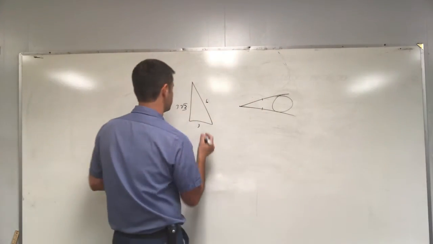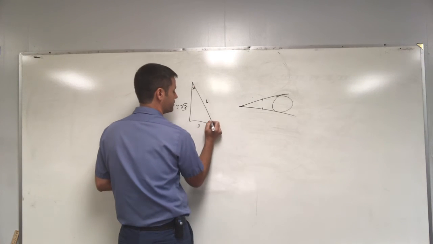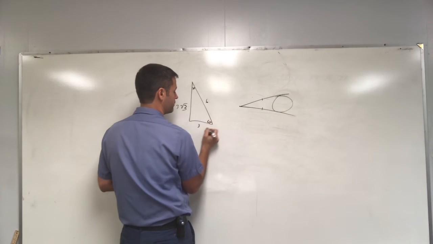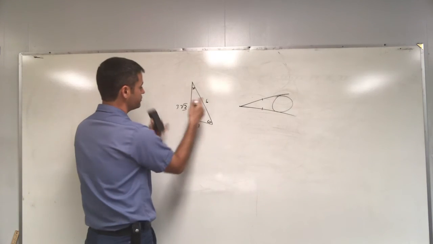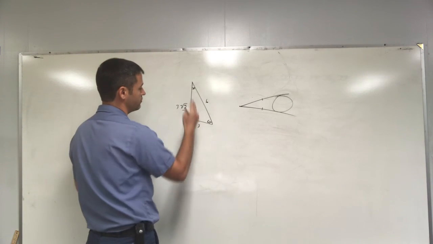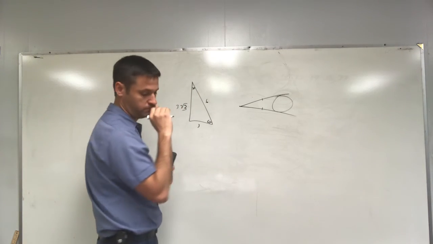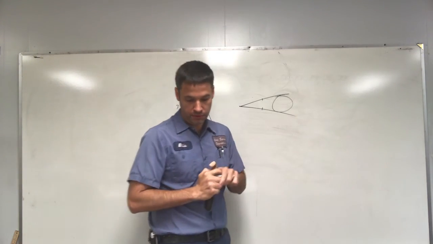And of course your angle measures are 30 up there and 60 down here. 3, 6, 3 square root of 3. 1, 2, square root of 3. That's the proportion. 1, 2, square root of 3.